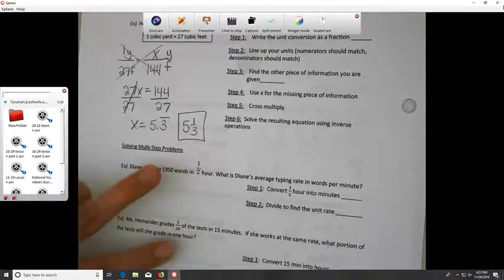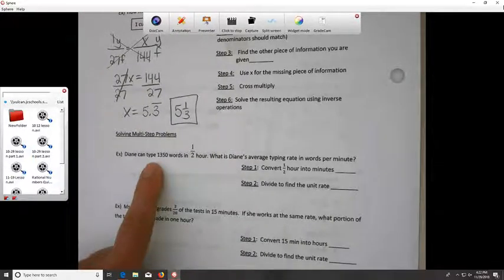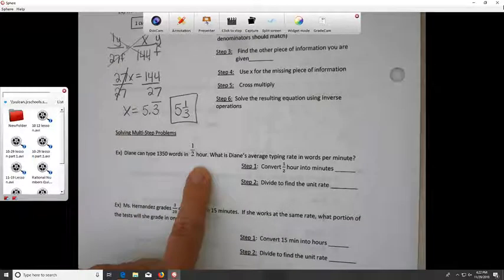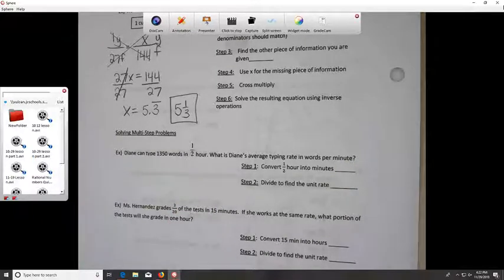Now, these next two questions here are similar to these, but with one extra step. So this one says, Diane can type 1,350 words in half an hour. What is Diane's average typing rate in words per minute? So the issue here is that it's telling us words and hours, but it's asking us for the rate in words per minute. So our units aren't matching up here.